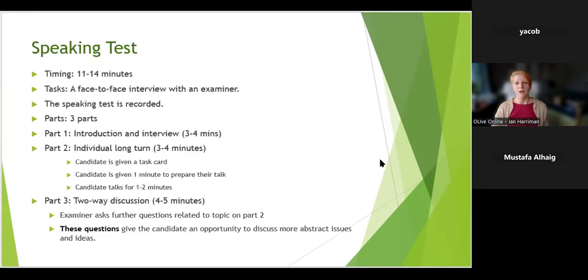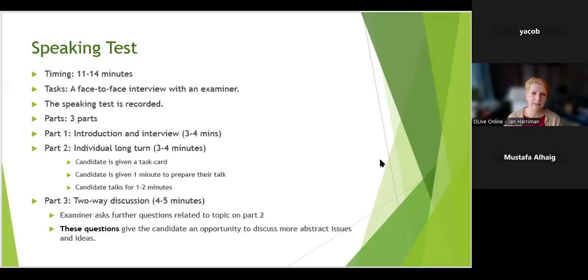So, right, the last piece of this exam. Whoosh, we've been through so much together. Timing the speaking test, it's 11 to 14 minutes. It's the shortest bit. It is one-to-one with an examiner. A face-to-face interview. The speaking test is recorded because it is marked not only by the examiner that you are talking to, but someone else will listen to that recording and confirm the marking.